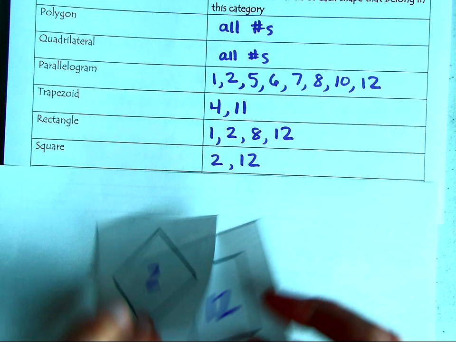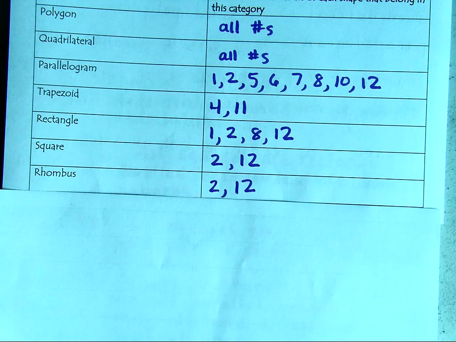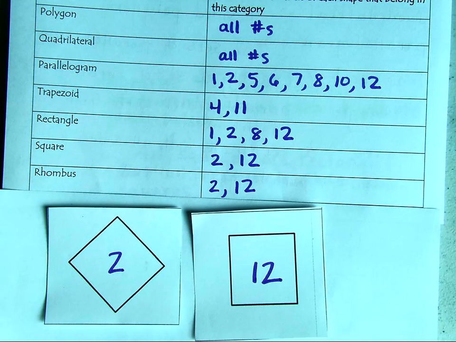They're special rectangles in that all 4 of their sides are equal in length. And the last category I'd like for you to pull cards out for will be to find all of the rhombi. And for the rhombus, you should have determined that card 2 is a rhombus and card 12 is a rhombus. A rhombus is classified by having all sides equal. So squares are examples of rhombi, card 2 and card 12.